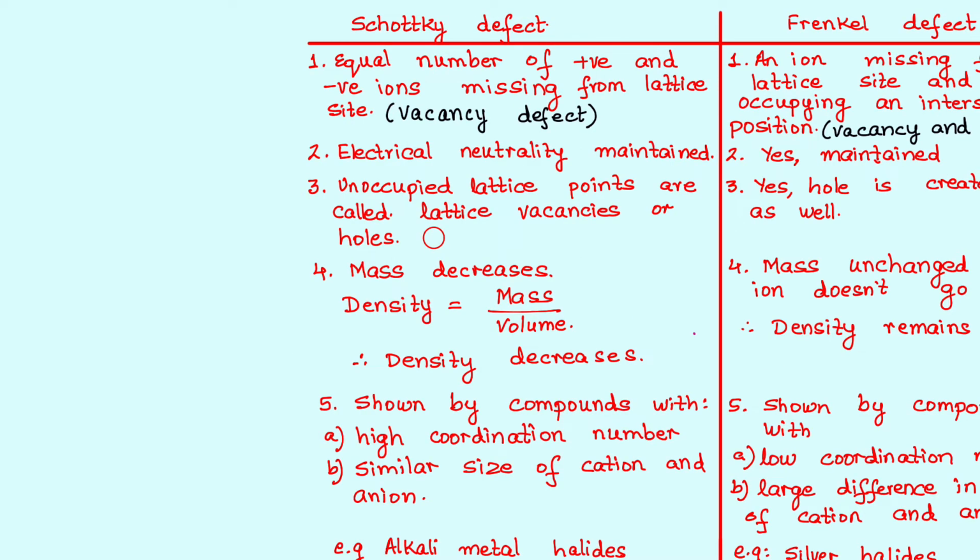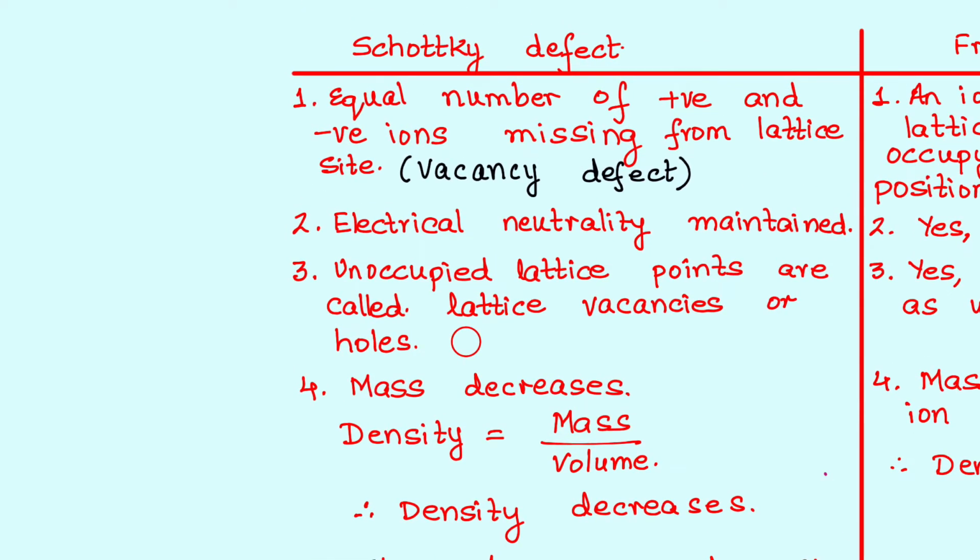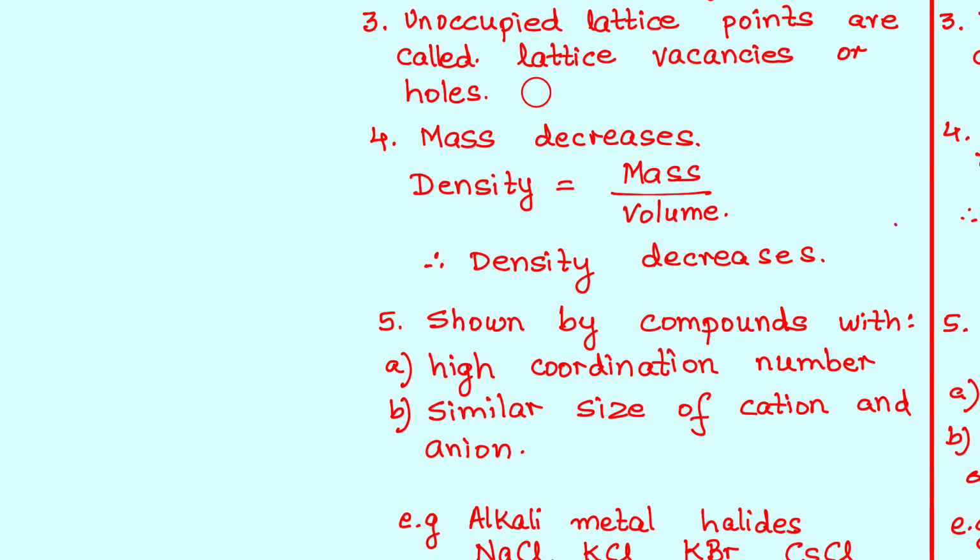So let us jot down our points for the Schottky defect. First one, we say that an equal number of positive and negative ions are missing from the lattice site. That is why it's an example of a vacancy defect. Electrical neutrality is maintained. The unoccupied lattice points are what we call holes. As I explained earlier, since the mass decreases, the density also decreases.